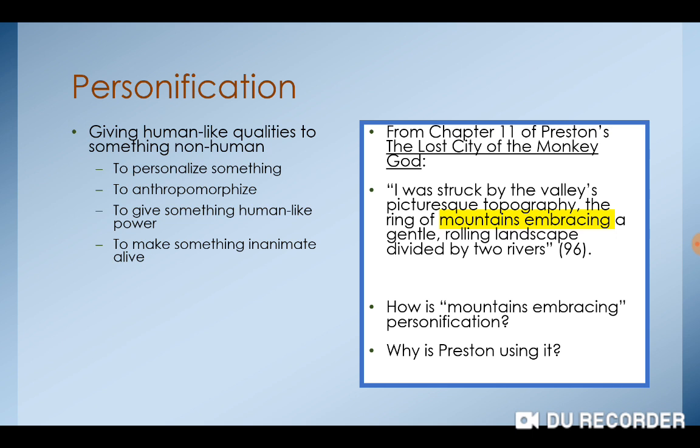It sounds soft and nice. When we embrace something, we're usually comforting it. So it makes the landscape sound really nice. Remember Preston's impression of the jungle?